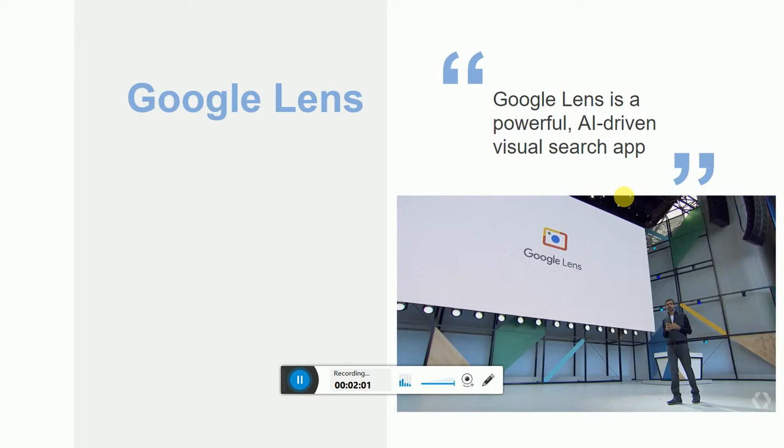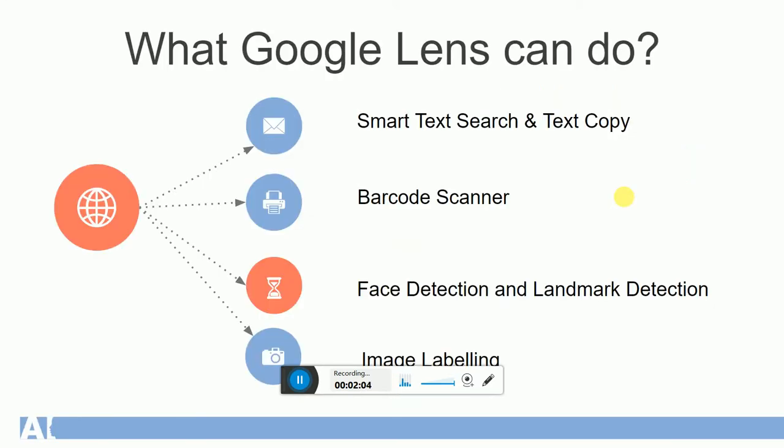So, what can Google Lens actually do? There are some features which we need to discuss before going into the technology. The first one is smart text search, a search strategy that allows you to enter as much text as you like to search about something. One more is text copy. If you have an image, you can scan it, and if there is some text in that image, you can copy that text from the image.